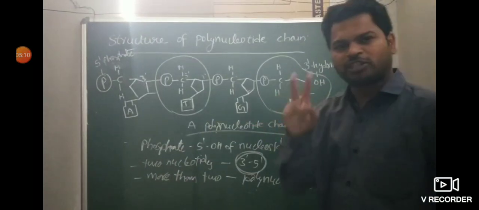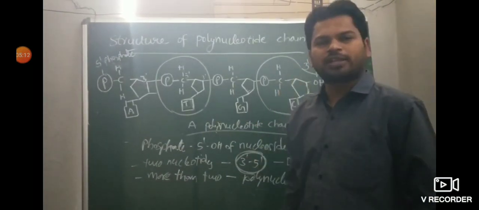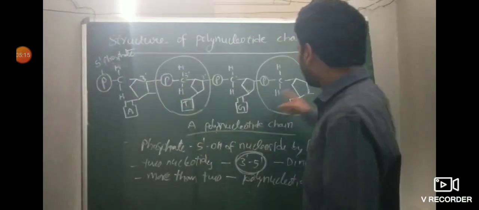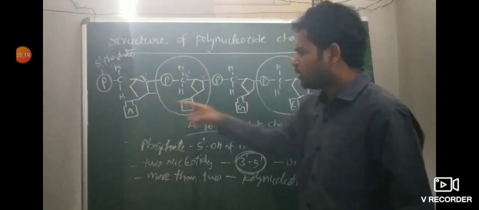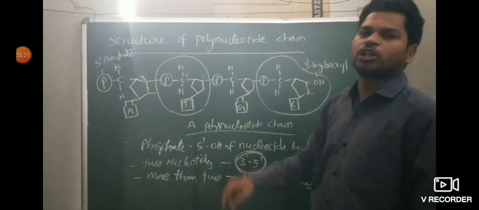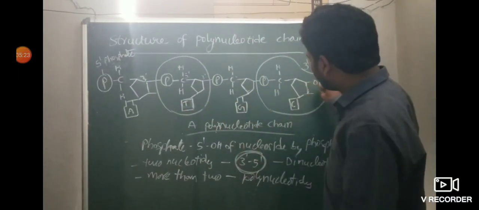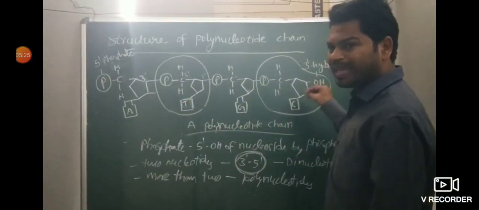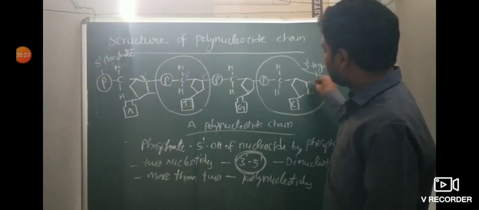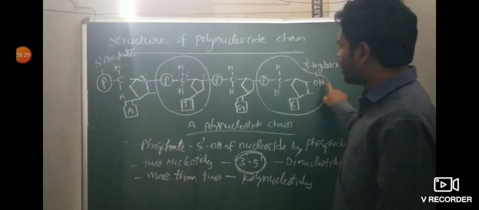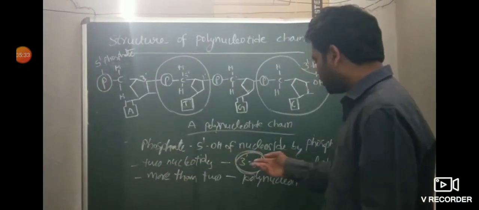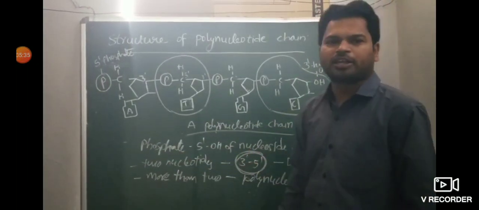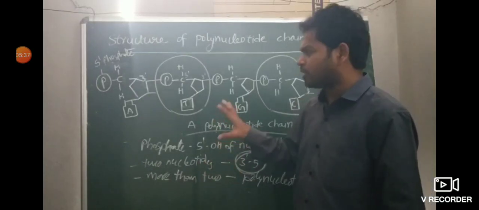A polynucleotide chain consists of two ends: one is the 5' end, another is the 3' end. The 5' end always has a phosphate group, and the 3' end has a hydroxyl group. Because of the hydroxyl group at the 3' end, any other compound will be joined here only, because OH is a functional group. That's why two nucleotides are joined in the 3' to 5' direction only. This is the general structure.